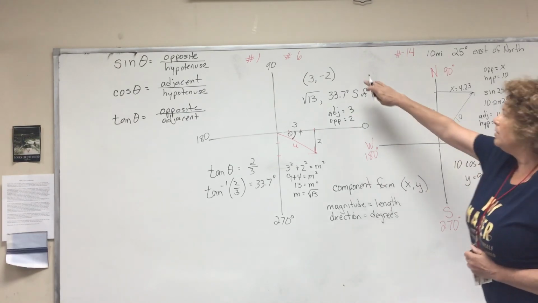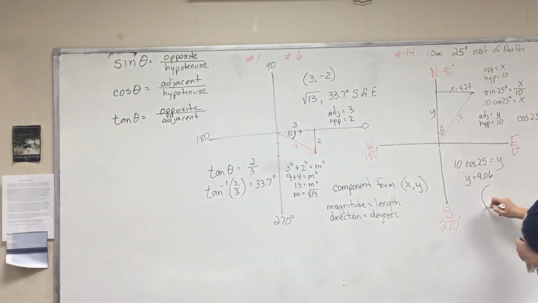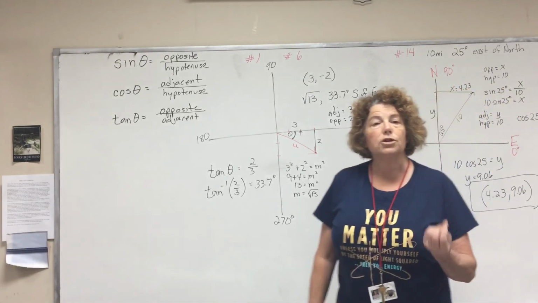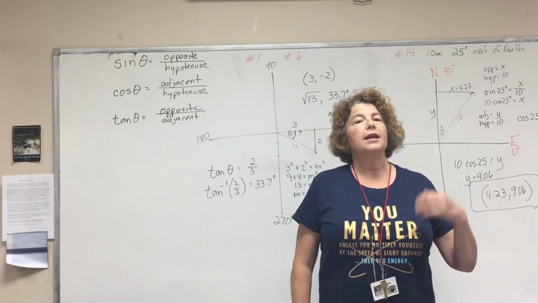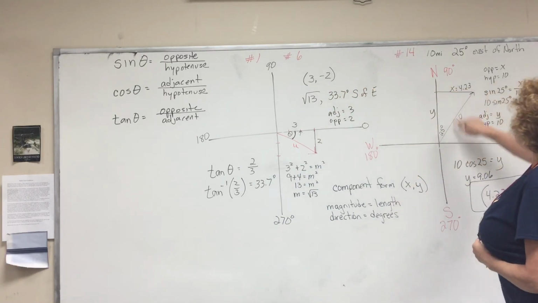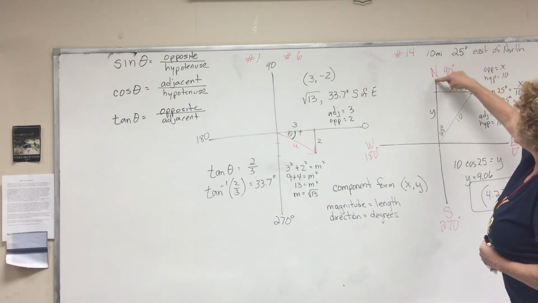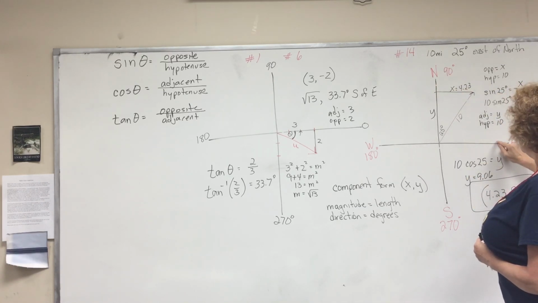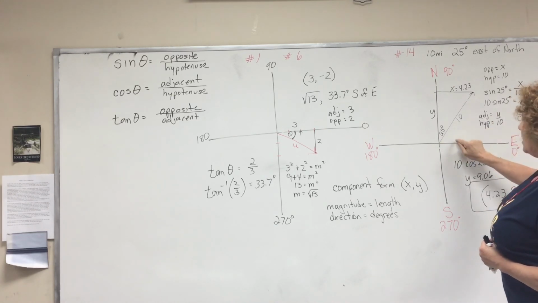So to write it in component form, just do x, which is 4.23, and y. Now x is going this way, so it's positive, and y is going up, so it's positive. So it'll be 9.06. And that's how you find that. So be sure to draw your picture correctly, label your hypotenuse correctly, and your angle. Make sure it's in the correct place. I didn't put it here because it's 25 degrees east of north. So you start at north and go this way. Okay, if it had said north of east, you would have gone this way, and your 25-degree angle would have been there.